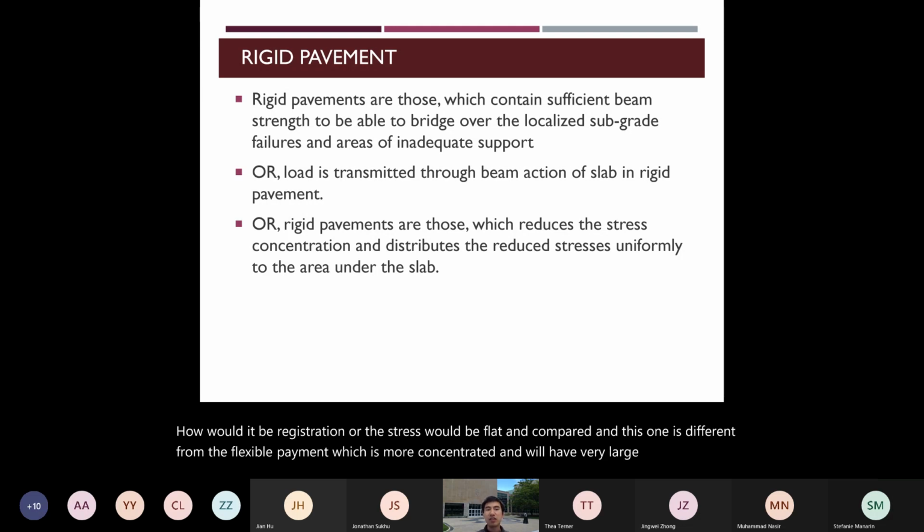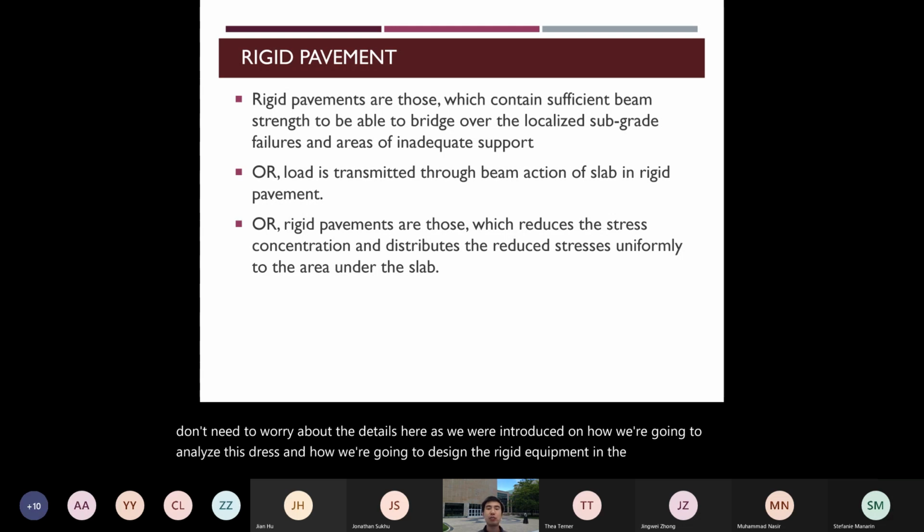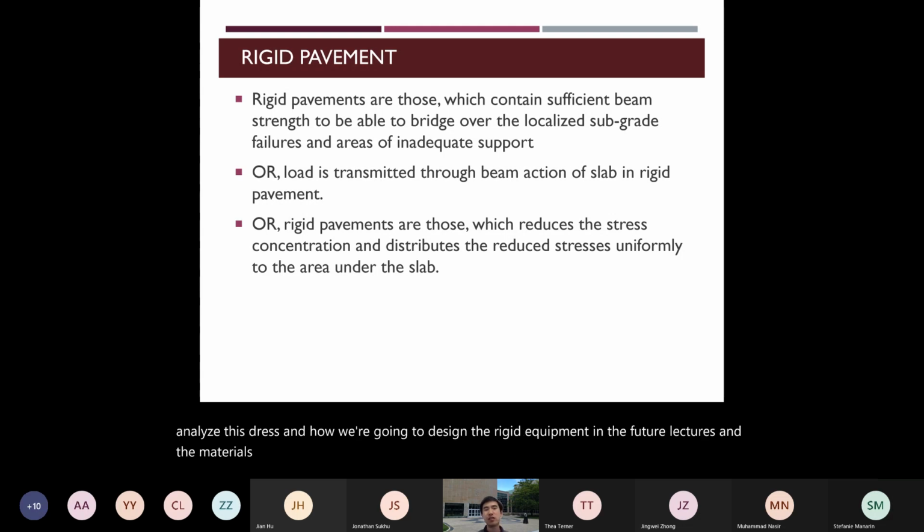You don't need to worry about the details here, as we will introduce how we are going to analyze the stress and how we are going to design the rigid pavement in the future lectures. The material presented here is just an overview of what the different types of pavement look like in the design.